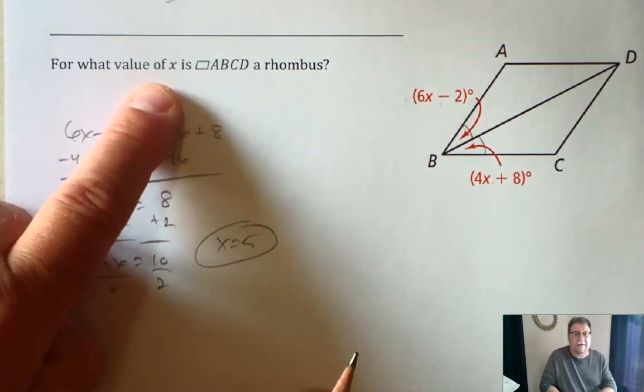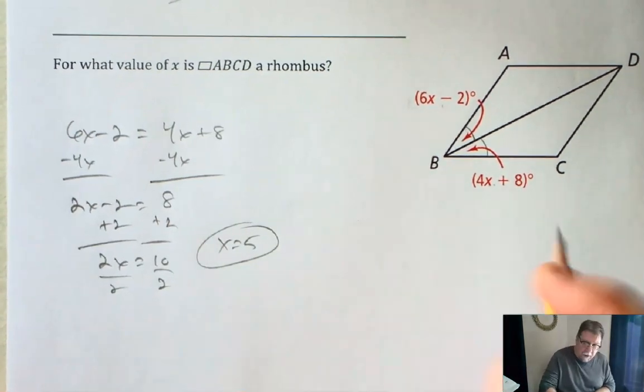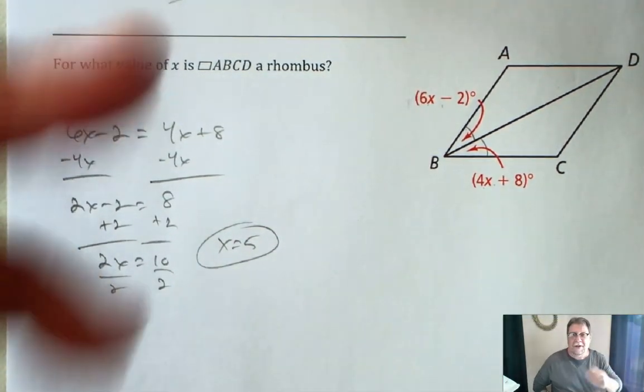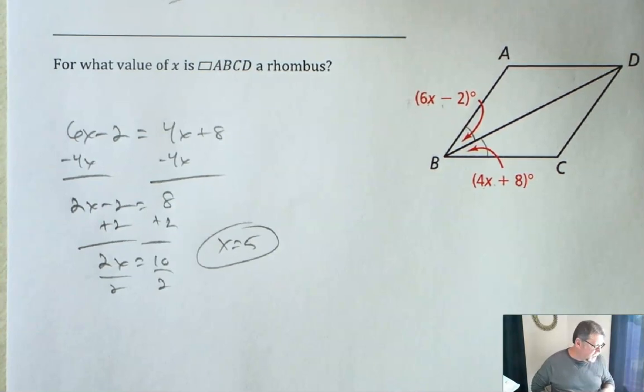The question was, what's the value of x? x would have to be 5. We could plug 5 back in here and find out that 28 degrees would be each of those angles. And there's a look at our lesson for this particular section.